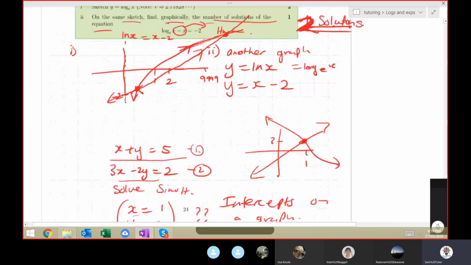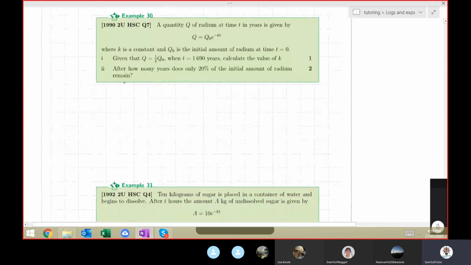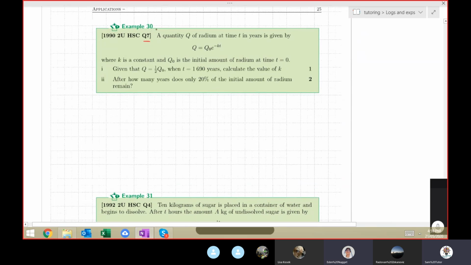All right, let's have a look at another exam question then. 1990 HSC question 7. This is for average band 5 students, so those who are getting in the 80s should be able to answer this. A quantity Q of radium at time t in years is given by this, where K is a constant and Q naught is the initial amount of radium at time t equals 0. A whole lot of words. The most important thing is just this.